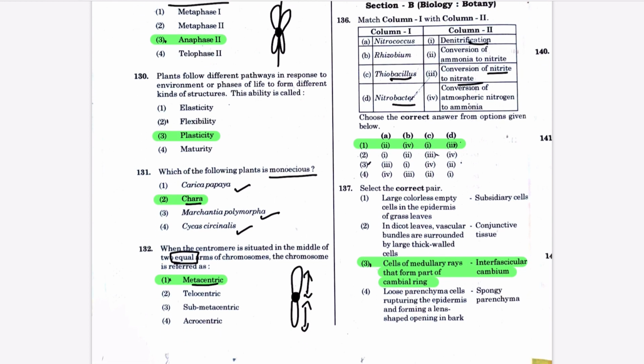So 137, they have asked us to select the correct pair, right? Large colorless empty cells in the epidermis of the grass leaf are not subsidiary cells, they are called bulliform cells. So this is not the correct answer. In dicot leaves, the vascular bundles are surrounded by large thick walled cells called bundle sheath cells, and not conjunctive tissue. The cells of medullary rays that form a part of the cambial ring are called interfascicular cambium. This is right. Okay, so the fourth option, the loose parenchyma cells rupturing the epidermis forming a lens shaped opening in the bark are not spongy parenchyma, they are called lenticels. Okay, so the answer is option 3.